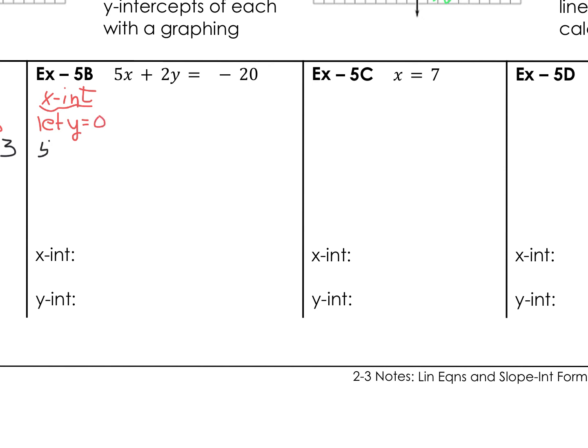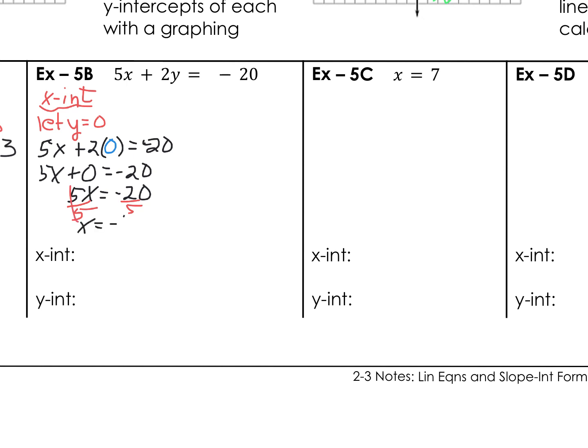So I have 5x plus, instead of y, we're going to use substitution parentheses, equals negative 20. And then I'm going to substitute in 0. So I end up with 5x plus 0 equals negative 20. 5x equals negative 20. And then we would divide by 5, and I get x equals negative 4. So now I know that my x value of the x-intercept is negative 4, and because we let y equal 0, the y value is 0.